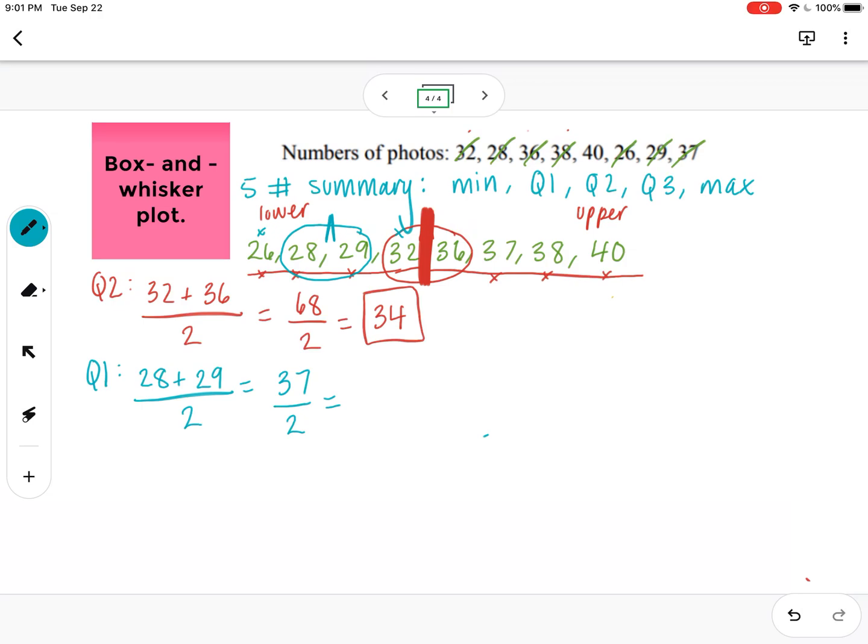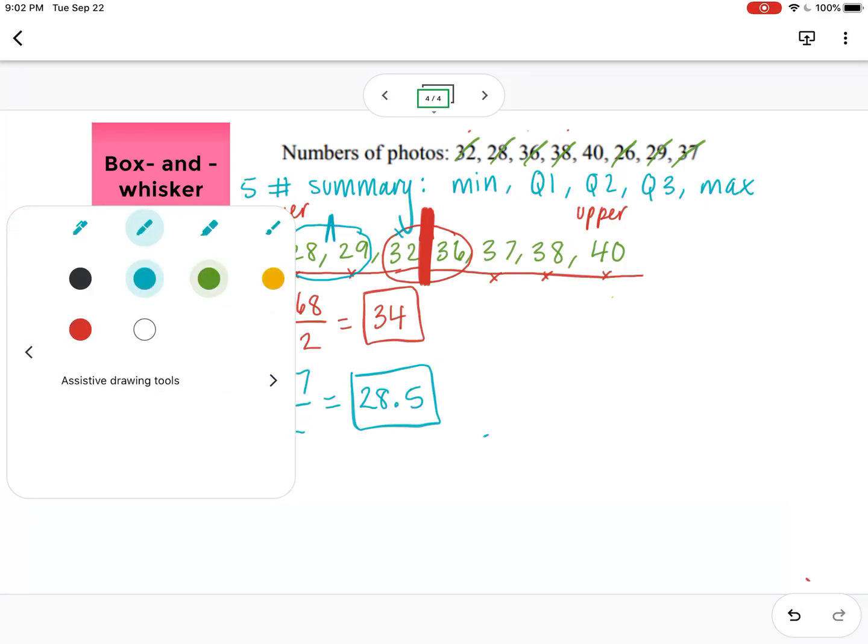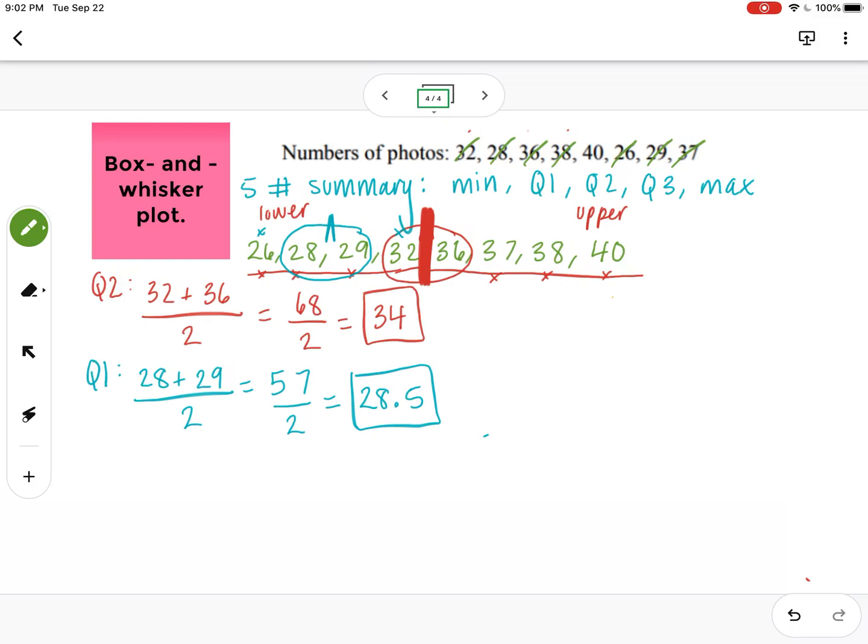And then when we do that, we are going to get, oops, I'm sorry. I just realized my math is not correct. That is not 37. That should be 57. There we go. And when I do this, I am going to get 28.5. Remember, you can absolutely use your calculator to do that as long as you are setting up your work to correspond with it. All right, so we have our quartile 1, our quartile 2.